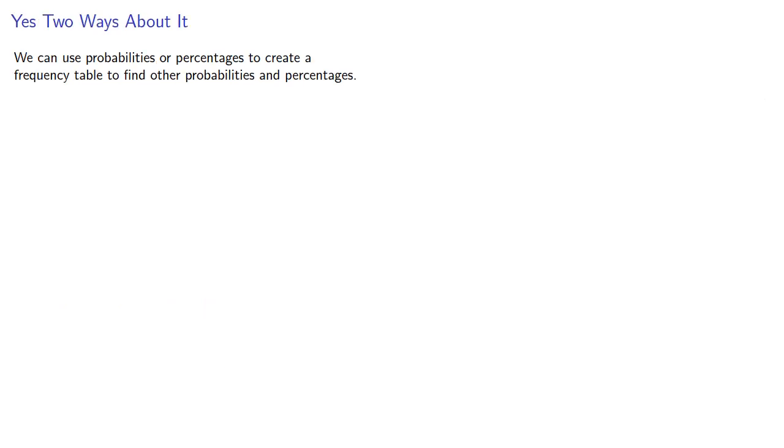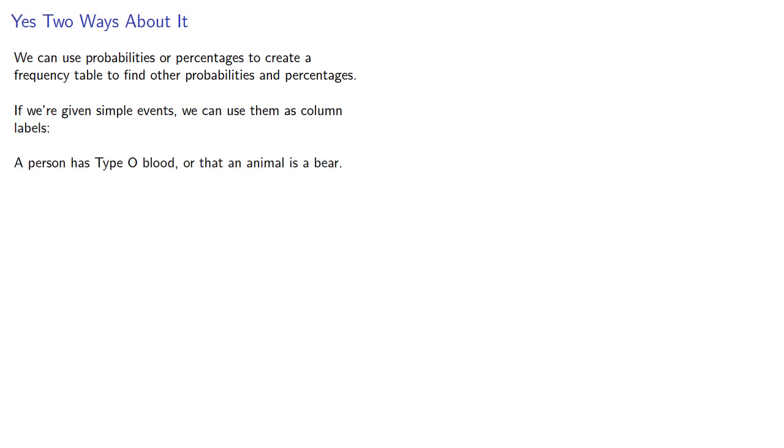Now, we can use the probabilities or percentages to create a frequency table to find other probabilities and percentages, and for given simple events, we can use them as column labels. A person has type O blood, or an animal is a bear. But what if we're given conjunctions or disjunctions?